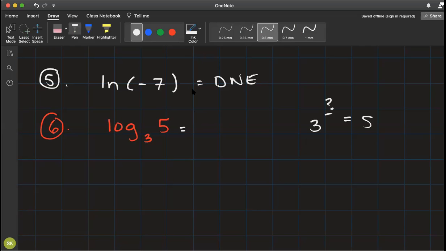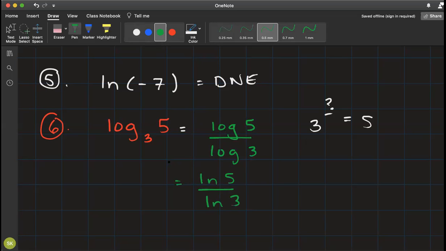All you have to do is in your calculator, you're just going to take log of the big number, so log of 5, and divide that by log of 3. Because this is a base 10, or you could do ln of 5 over ln of 3. Either one will work. You just have to use the same type of log. You can't do log of 5 over ln of 3. It has to be both logs or both ln's.